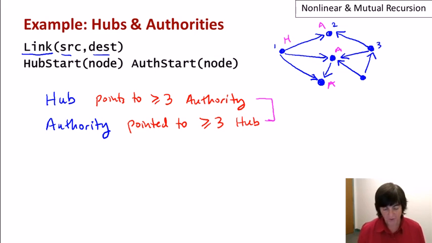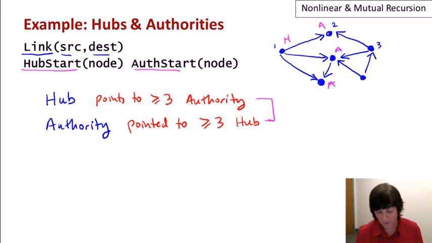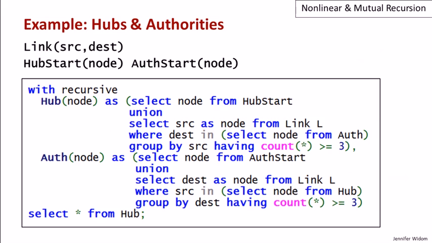So we'll also assume that we have 2 more relations in our database. One of them gives us a set of nodes pre-designated as hubs, and the other a set of nodes pre-designated as authorities. And our job is to write a query that computes all of the hub and authority nodes based on this mutually recursive definition here. So here's the query that does it.